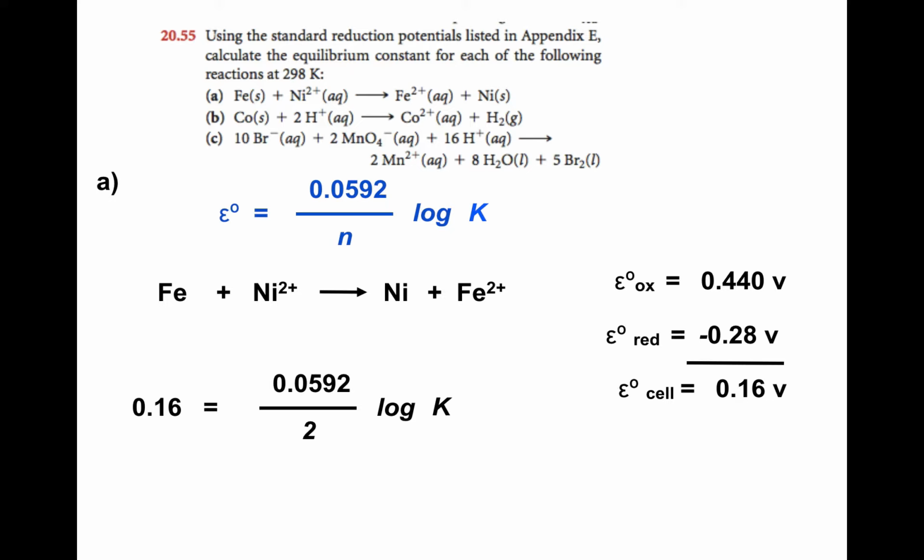I put in the voltage, positive 0.16 volts. So the expectation is I'm going to have a spontaneous K value. So rearrange the equation and solve for K.